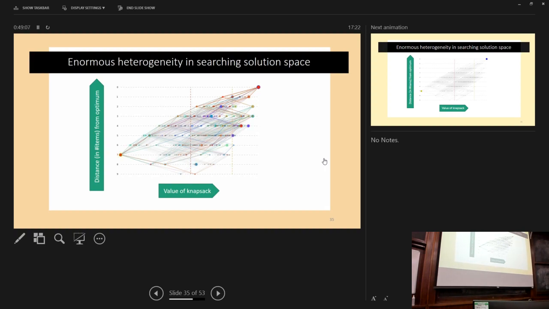So here's a statistic. In this particular problem, if you measure the number of full knapsacks that they visit, knapsacks that are filled to capacity, where you can't get any further, each of them visits about 3% of all the full knapsacks. 3%. Collectively, almost half, 50%. Right? So humans are fantastic.